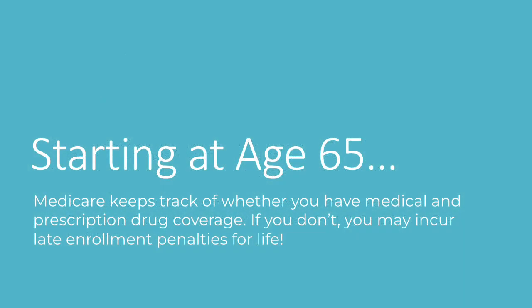So, starting at age 65, Medicare keeps track of whether you have medical and drug coverage that is at least as good as Medicare. It's called having creditable coverage. If you have any gaps in coverage, Medicare may assess late enrollment penalties for life.